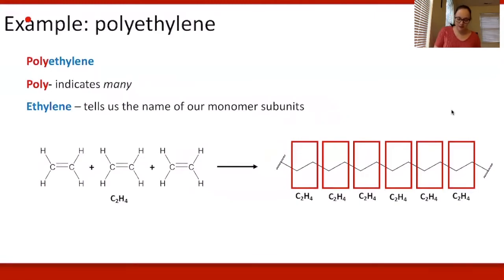Polyethylene. Poly indicates many. Ethylene tells us what monomer unit we're talking about. So the name polyethylene says that we have many ethylene units over and over in a row. So ethylene is also, we call it ethene by our naming purposes as well. Those are synonymous. Ethylene is the common name for it. But those are just where you have the two carbons with a double bond in between them. That's it. So C2H4.